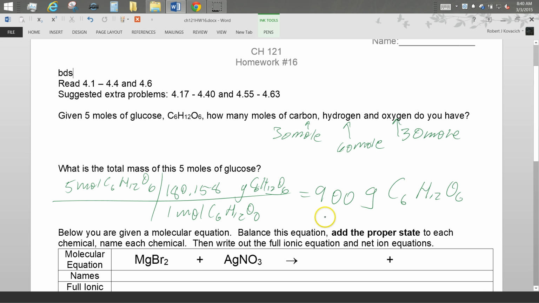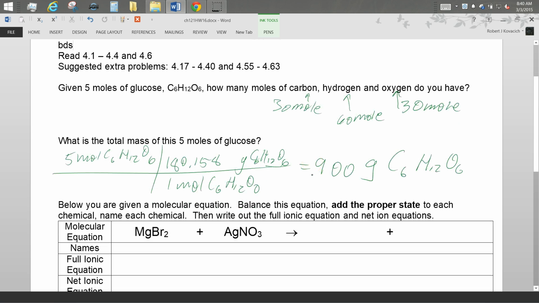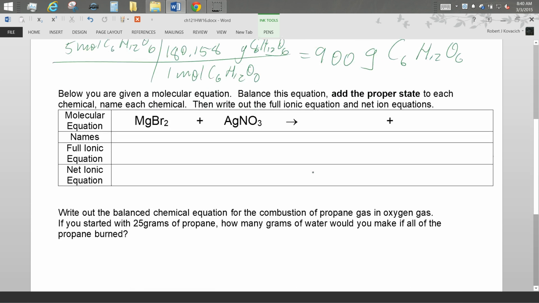Everybody good with that? That 180, where'd I get that from? So that 12.011 from carbon times 6, and 1.00795 times 12 for hydrogen, and 15.9994 times 6 for the oxygen, and then add them up.